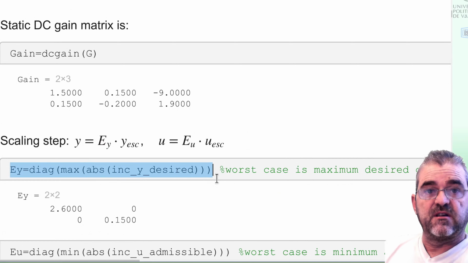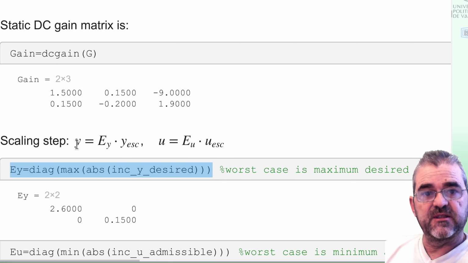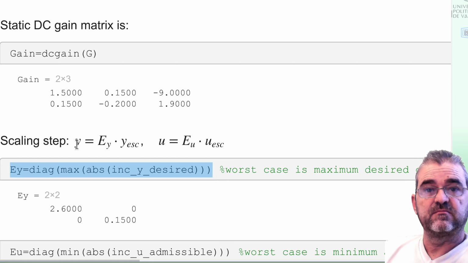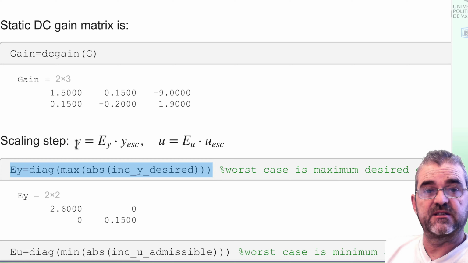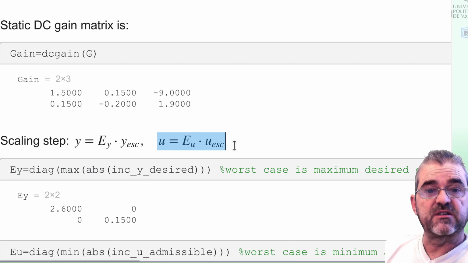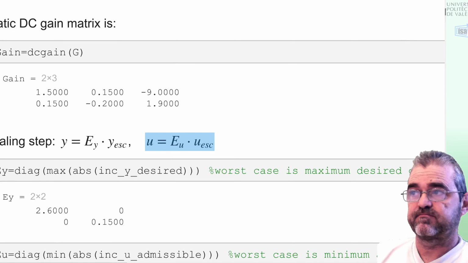In this way, if I can achieve a scaled increment of 1, the actual non-scaled increment will be 2.6 or 0.15, which will be greater than or equal to the desired increments, whatever its sign. We are on the conservative side. If we now discuss input scaling, then we also need to lie on the conservative side, as follows.